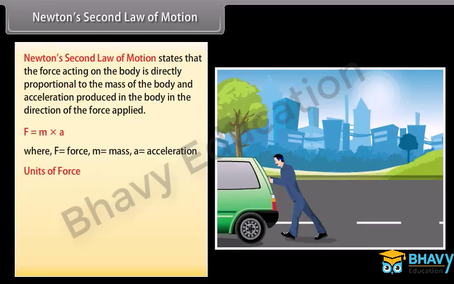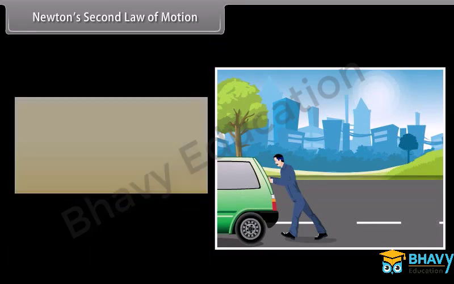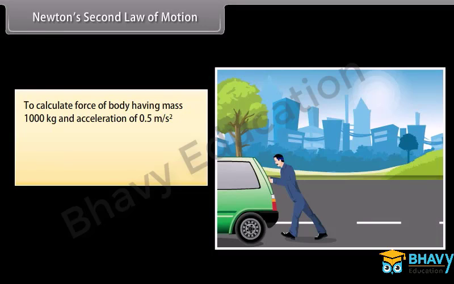Units of force. The SI unit of force is Newton. Newton is defined as the force acting on the body of mass 1 kg, producing an acceleration of 1 meter per second square. Unit is equal to kilogram meter per second square, or Newton. To calculate force of body having mass 1000 kg and acceleration of 0.5 meter per second square, F is equal to 1000 into 0.5, which is equal to 500 Newton or kilogram meter per second square.